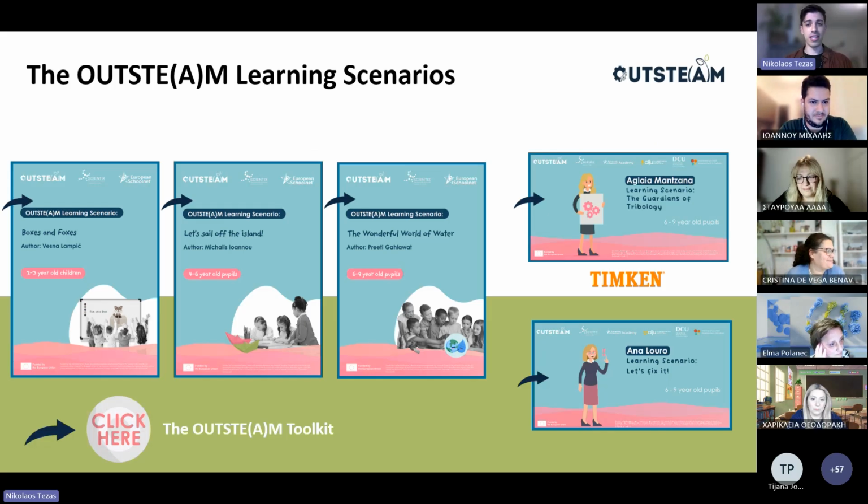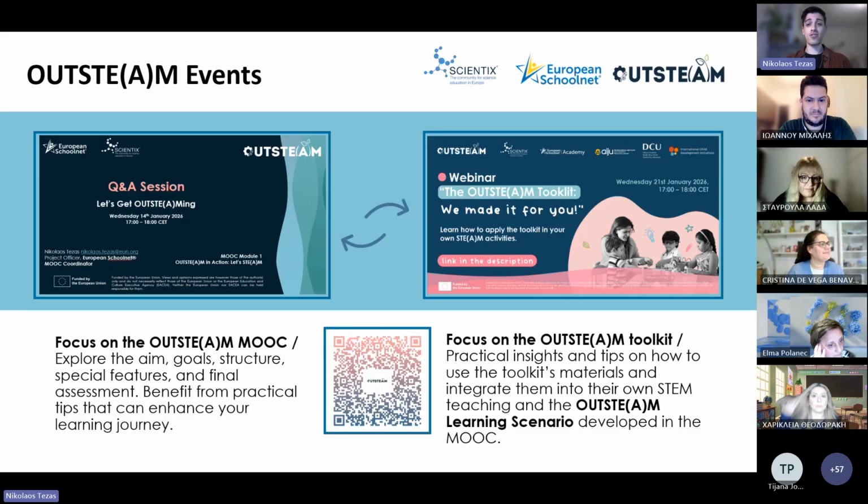Check the OUTSTE toolkit, check the OUTSTE learning scenarios. You will find everything in the MOOC. You can also check the OUTSTE MOOC events that have already taken place. We had a questions and answers session, and then we had a webinar entirely focused on the OUTSTE toolkit. So the recordings are available to you. Go through everything. You can go and focus again on module 2 and 3. Our hope is to provide you with everything you need in order to create meaningful OUTSTE learning scenarios and promote further integrated STEM education.